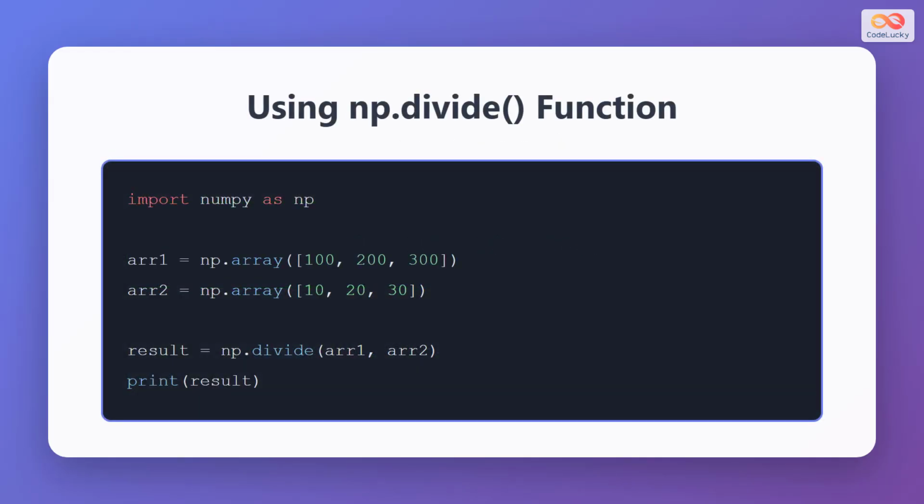Another way to perform element-wise division is by using the NumPy divide function. We import NumPy as NP, then create array 1 with values 100, 200, and 300, and array 2 with values 10, 20, and 30. Instead of using the / operator, we call np.divide, passing array 1 and array 2 as arguments. This function performs the same element-wise division, and we print the result.